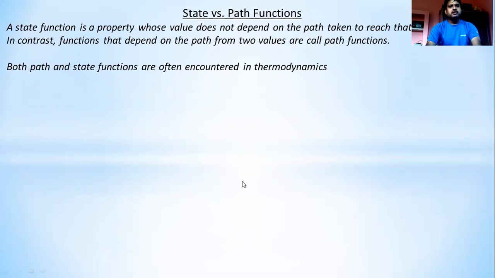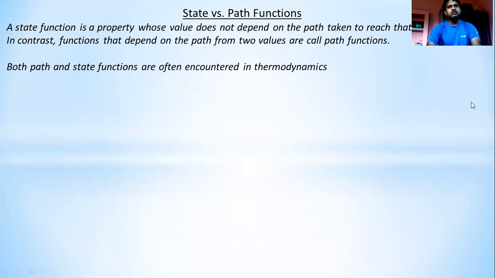Now we will discuss thermodynamic functions. Thermodynamic functions can be of two types, that is state function and path function. State function means we have taken the system from state 1 to state 2, so the values will change. If the change of the property is dependent upon the path, then that type of function is known as a path function. And if the property is independent of the path, then that is called a state function. Now we'll try to understand what is a state function and a path function. Basically, a state function is a property whose value does not depend on the path taken to reach that specific value. That means temperature.